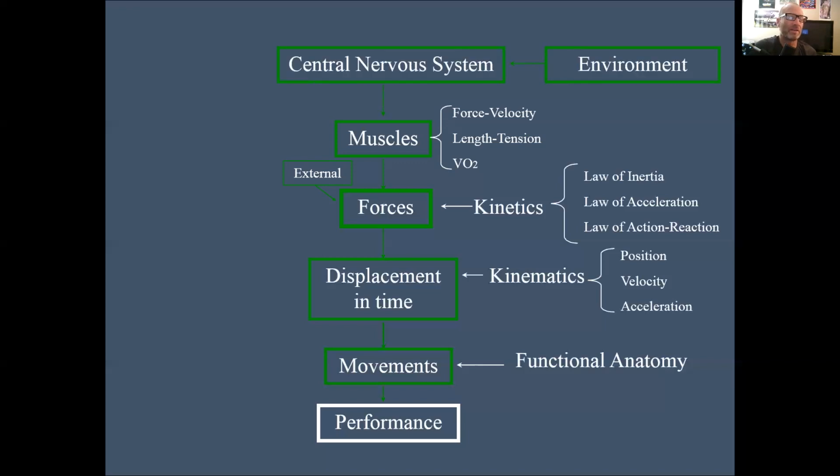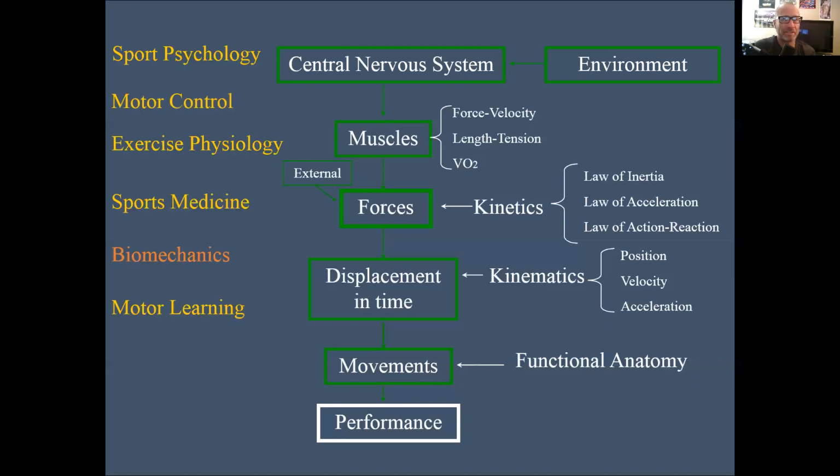Muscles, what do they do, or what they're asked to do? That's controlled by the central nervous system, which tells the muscles when to fire, how much to fire, when to react, what have you, maybe pre-activation prior to some event. Those forces cause displacements in times. Those displacements in times are movements. Those movements are put together, and we call that a performance.